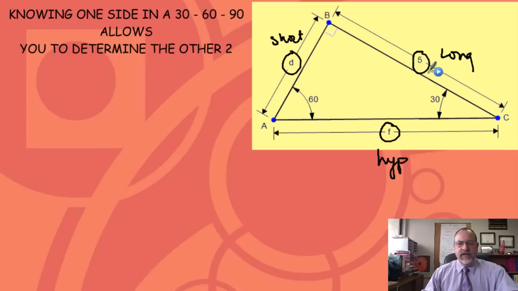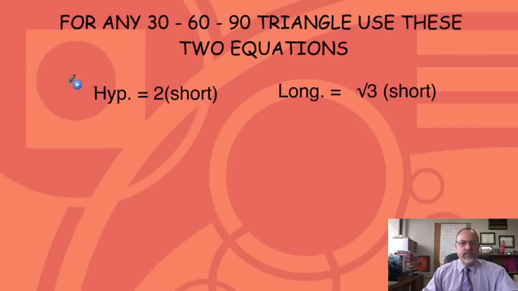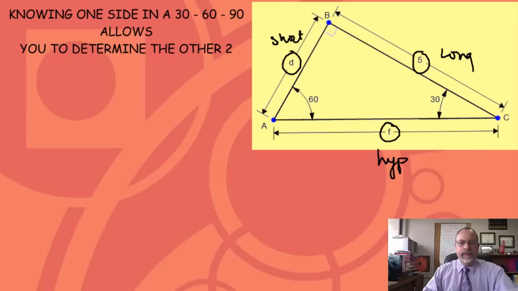Now, I've been given the longer side. So the equation that I want to use is the one that has to do with the longer side. There's no way to use this equation with the number I'm given because there's nowhere to substitute it into the equation. So I'm going to use this equation and substitute the value that I'm given into the expression and then solve for the one that's missing.